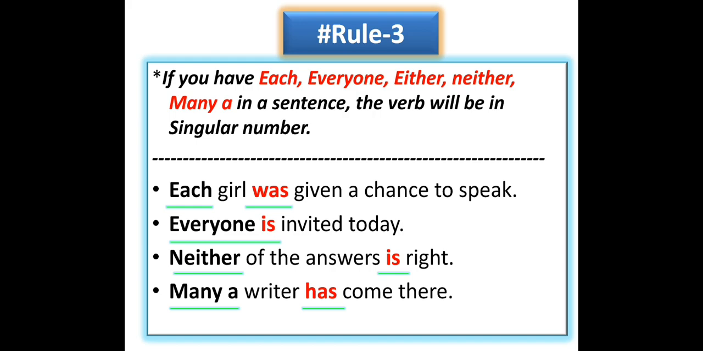Okay. When we use only many, then we have a plural subject, like many writers have come there. But here we are writing many a. That's why many a writer has come there. Okay. So this was rule number 3. Remember this. Now next, rule number 4.